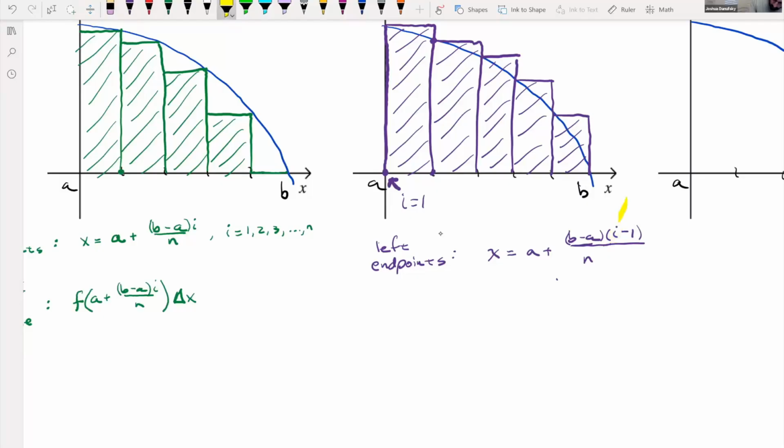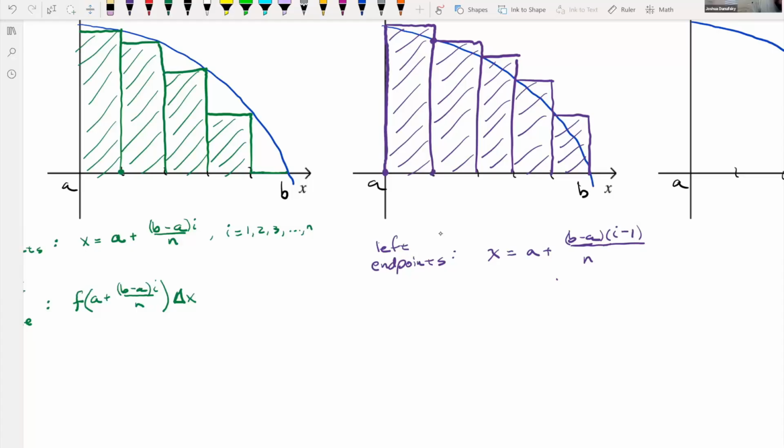But then when you put 2 in here for i, that's what's going to take you to this left endpoint here. Okay, if you compare green and purple, if you look here and compare this to this, that i minus 1 is having the effect of shifting everything to the left one interval, one subinterval, I should say. So there are our left endpoints.